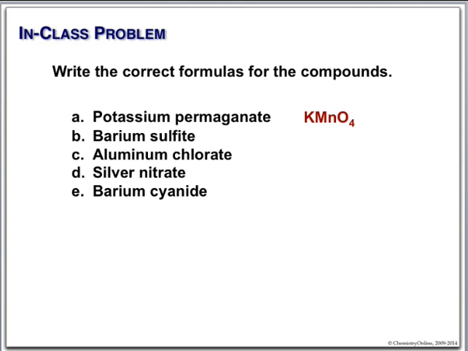Barium. Barium is group 2, so it's a +2 cation. Sulfite. We know that the parent there is sulfate, SO4, and it has a -2 charge. Sulfite would be SO3, also with a -2 charge. So this is simply barium and SO3.